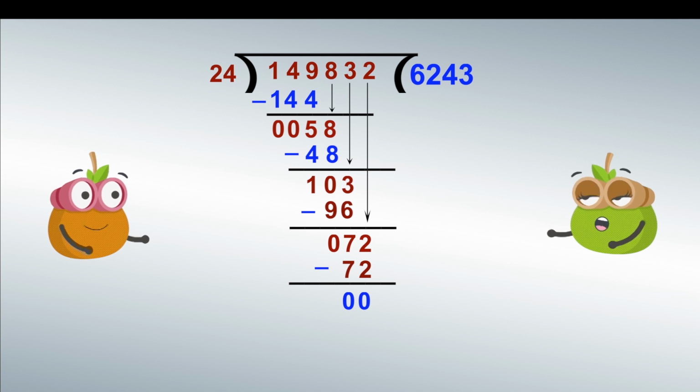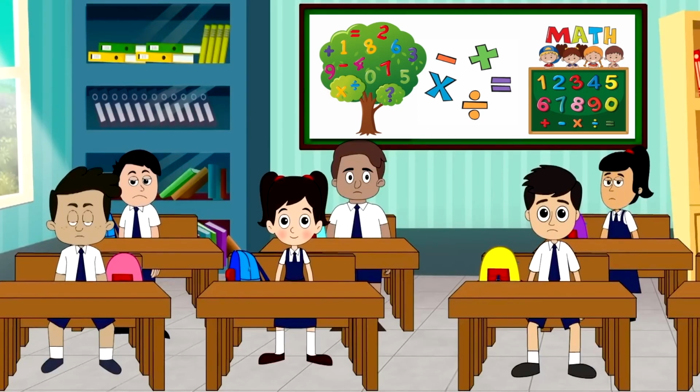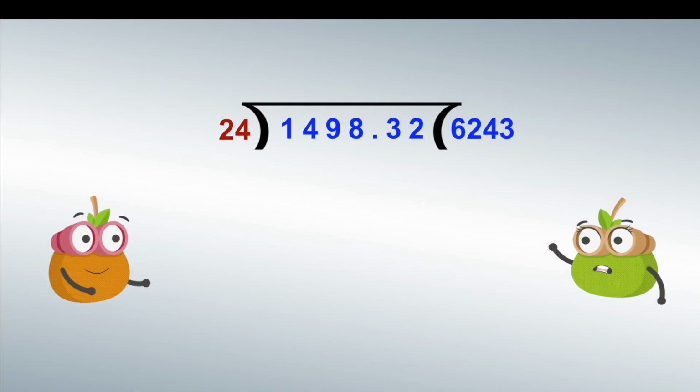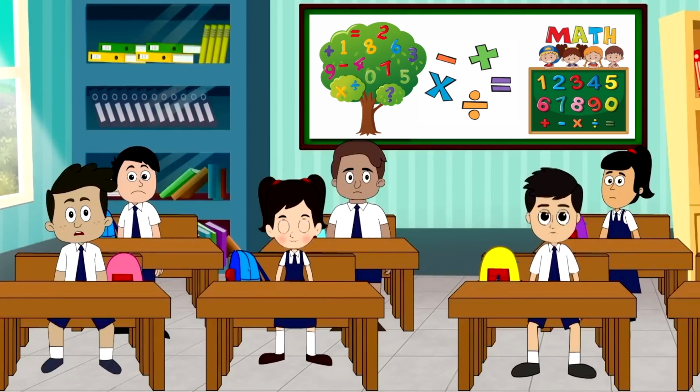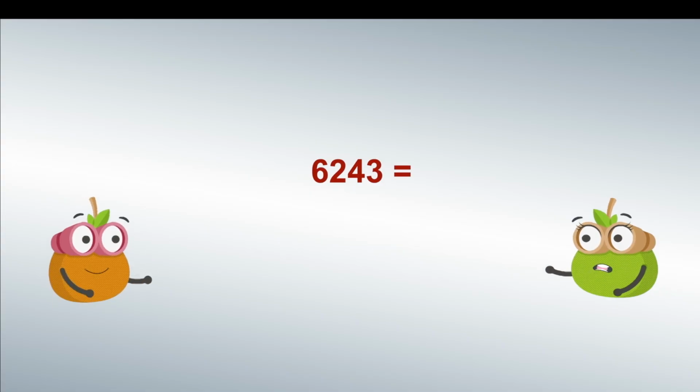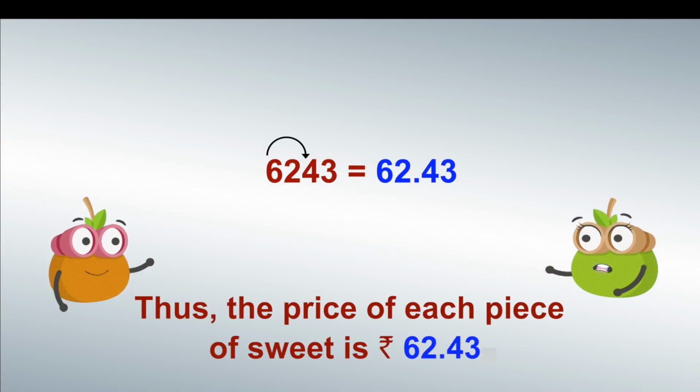Count the decimal places. In our case, 1498.32 has 2 decimal places, while 24 does not have any. There are 2 decimal places in total. Now place the decimal point after 2 digits on the right side. Thus the price of each piece of sweet is rupees 62.43.